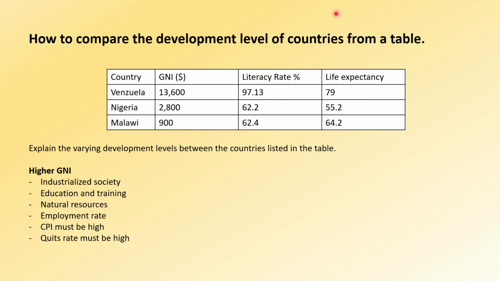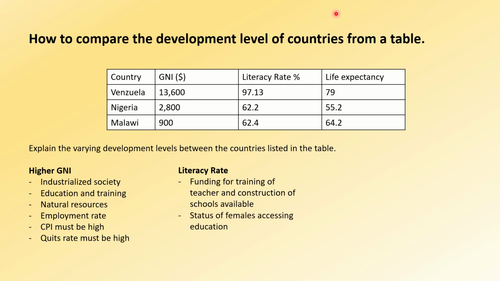For example, the quits rate must be high. They've got a really good GNI, they'll have a higher quits rate. The literacy rate. Obviously, this is the number of people who can read, and if it's high, as in Venezuela, then you're going to have funding for training of teachers, the construction of schools. The status of females accessing education must be good, and therefore there must be employment opportunities in secondary and tertiary industries.